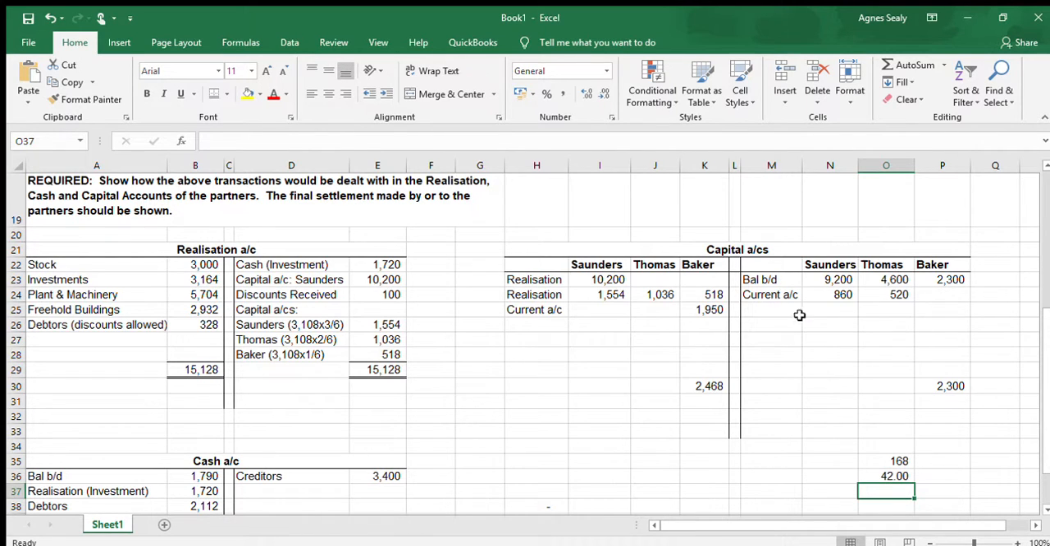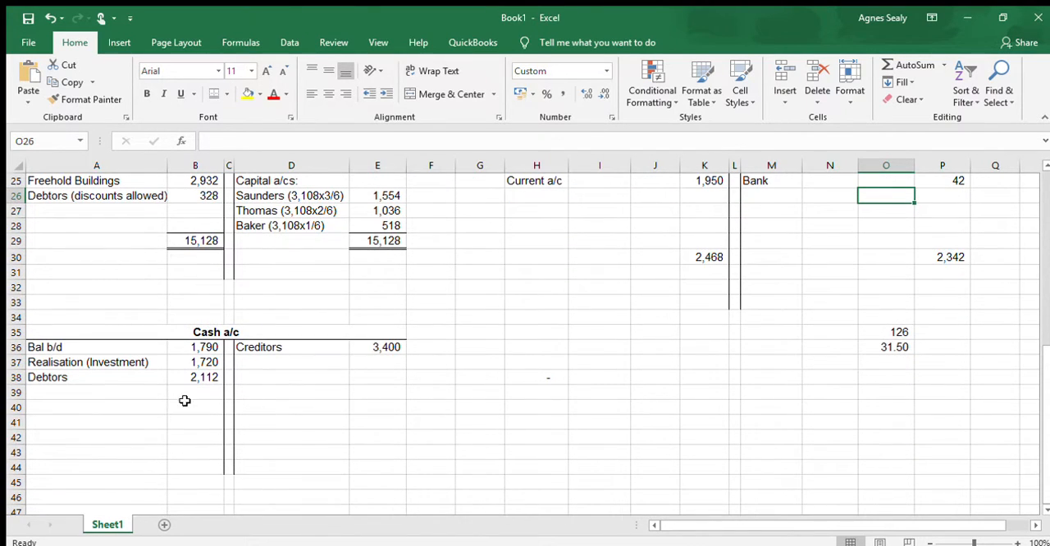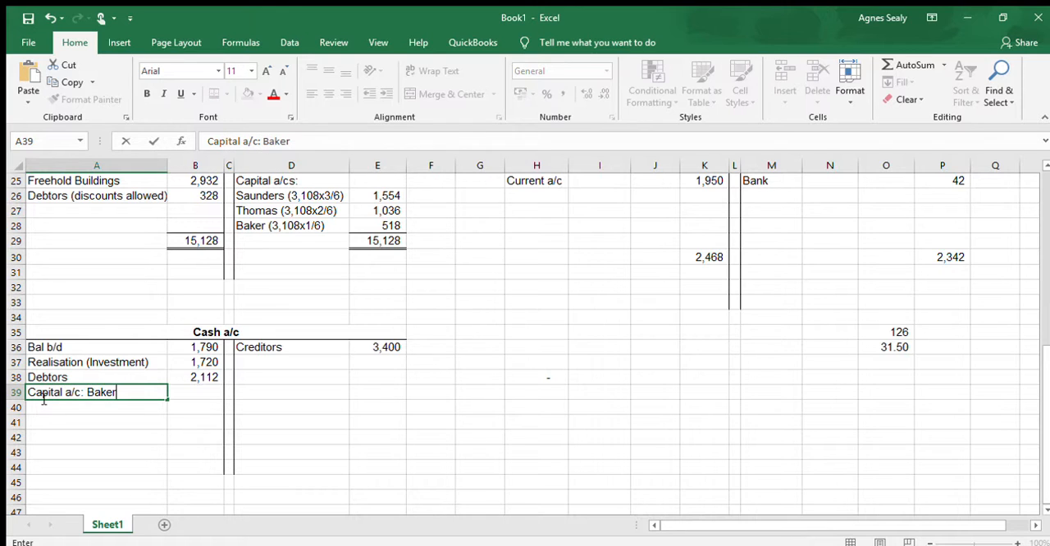So the amount that Baker can pay, he will pay into the bank account. So we will go to the bank and we'll put the $42. His account is credited for the $42, and the bank account will be debited for the same $42.